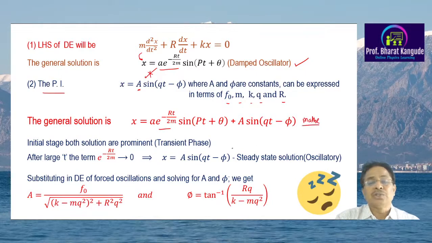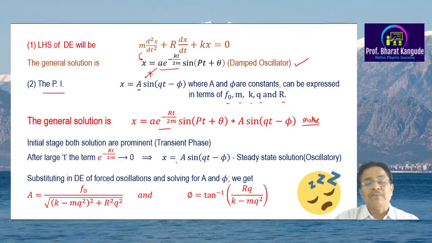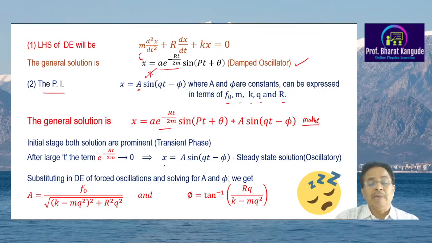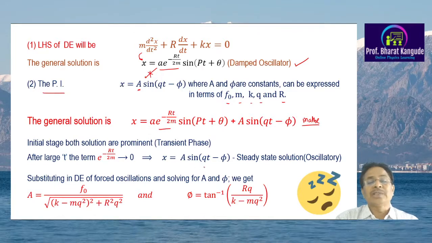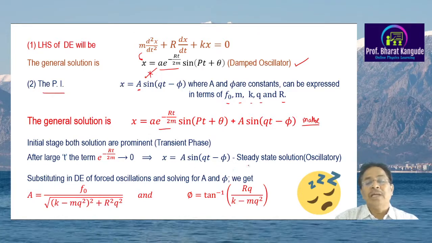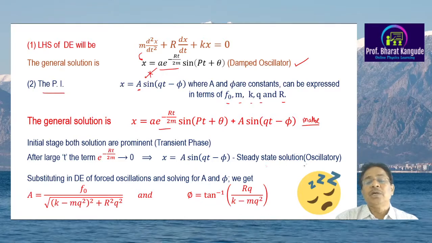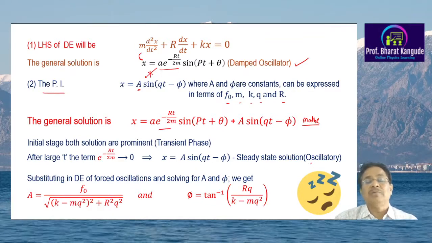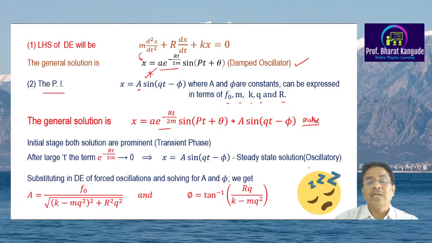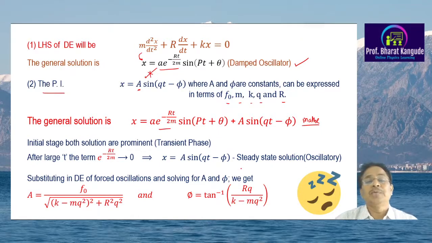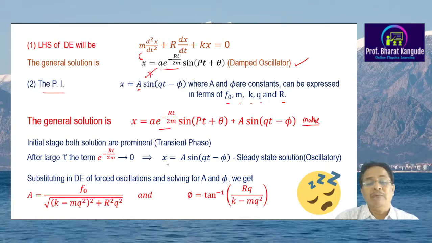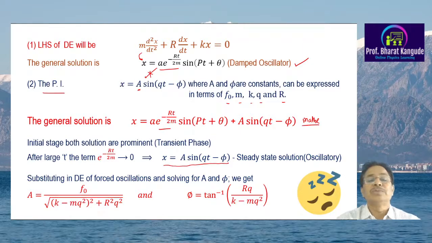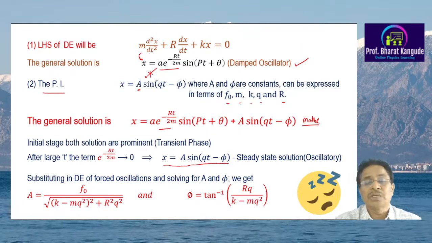But the practical solution of the differential equation we have written for the forced oscillator is given by x is equal to A times sine of qt minus phi, and this is called the steady state solution, which is oscillatory. Now the perfect nature of this path can be understood or plotted, and all other parameters of this type of oscillator can be studied with the help of this solution.